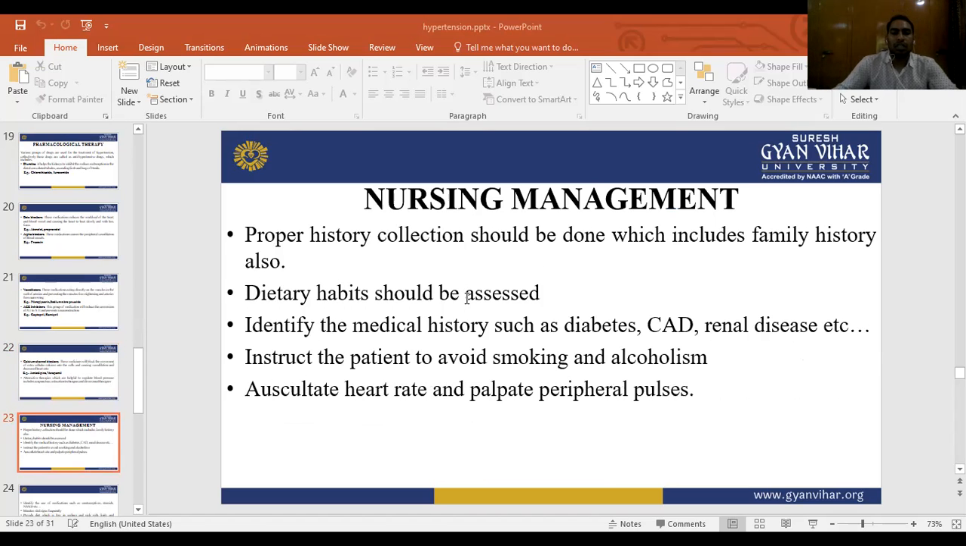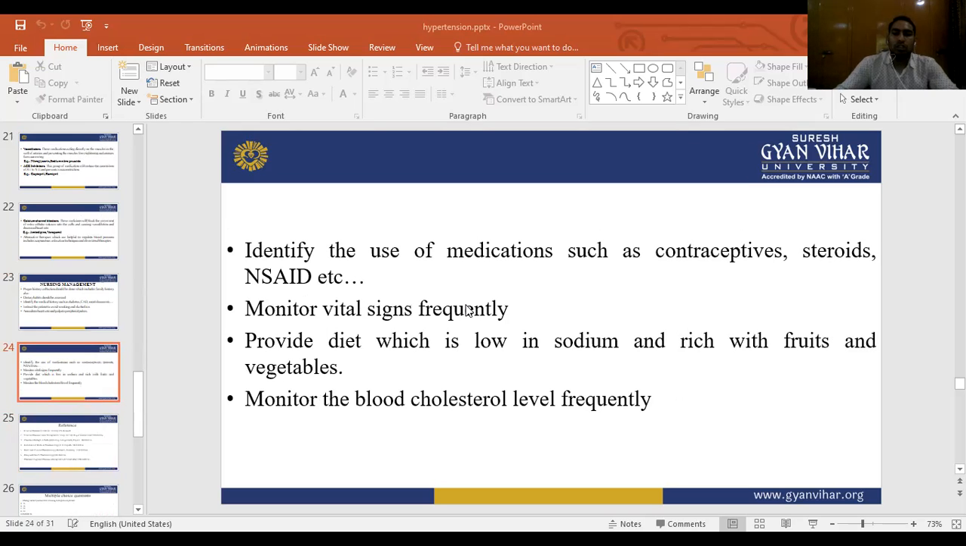Nursing management for hypertension. Dietary habits should be assessed. Identify the medical history such as diabetes, coronary artery disease, renal disease, etc. Identify the use of medications such as contraceptives, steroids, non-steroidal anti-inflammatory drugs. Monitor vital signs frequently. Provide a diet which is low in sodium and rich in fruits and vegetables. Monitor the blood cholesterol level frequently.